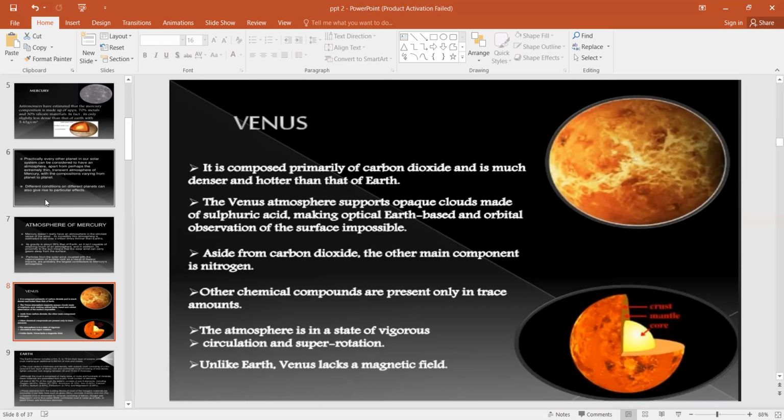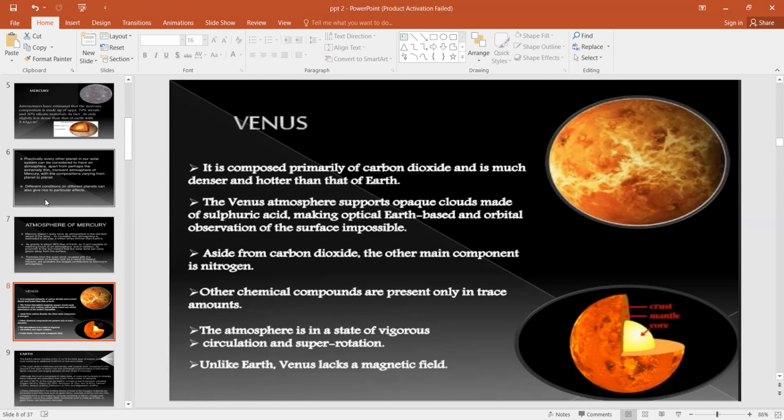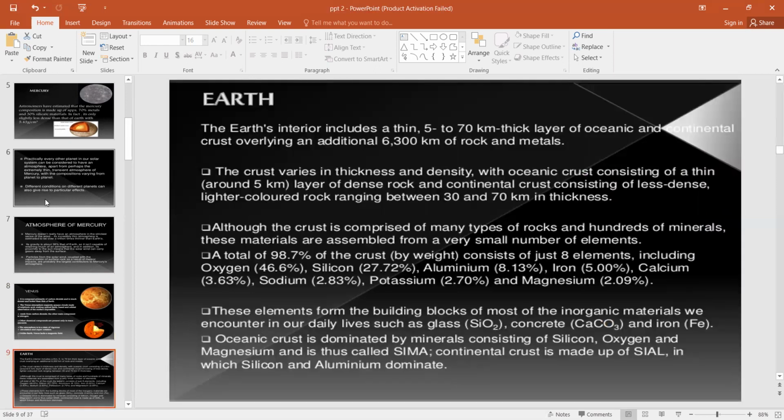So Venus temperature is about 465 degrees, which is hot enough to melt lead. Many scientists believe water once existed on the surface of Venus, but now there is no water present on Venus, according to the astronomers.